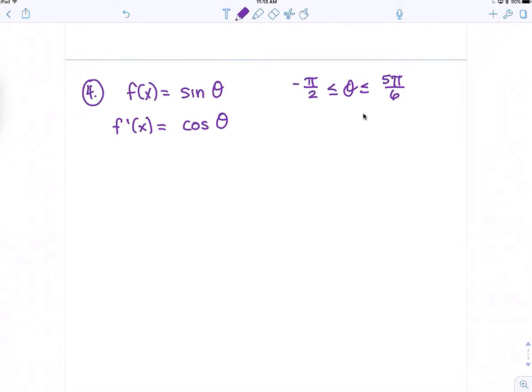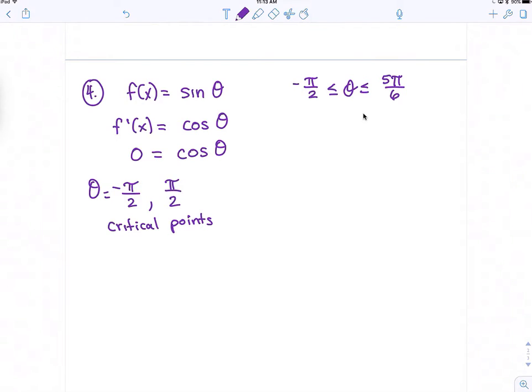Cosine theta. Good. Okay, so the next thing we need to do is set cosine of theta, our first derivative, equal to 0. So what values are the cosine of theta equal to 0 on our interval? So -pi/2, cosine of theta is equal to 0 at -pi/2 and also at pi/2. And these are your critical points.